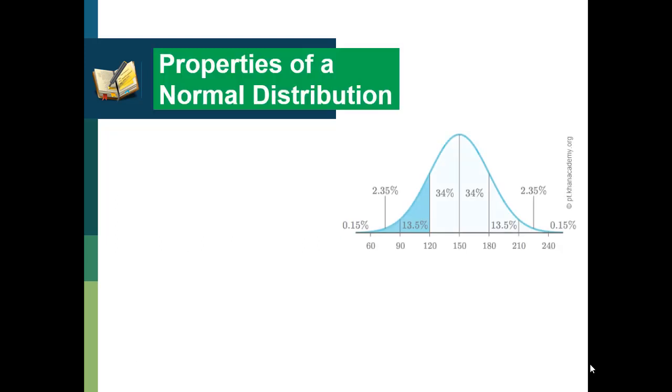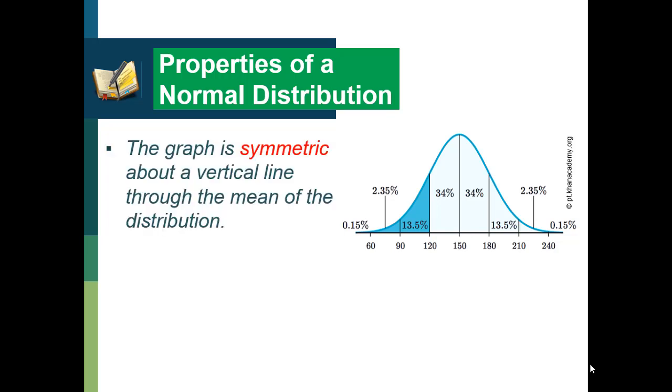To continue, we have here the properties of a normal distribution. The first one: the graph is symmetric about a vertical line through the mean of the distribution. Based on the normal distribution in the picture, our mean there is 150. If you draw a line there, the graph of the normal distribution is symmetric to that line. That means whatever part of the distribution you can see on the left side is reflected on the right side. That's why it's symmetric.